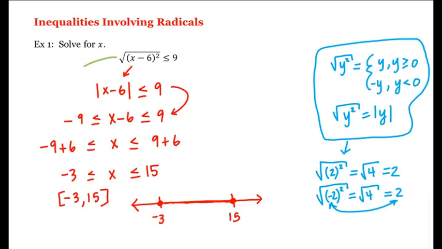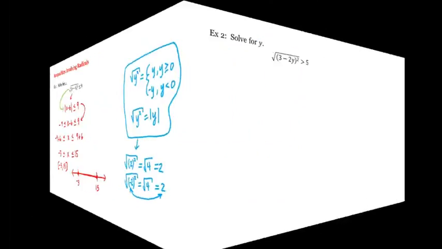So just be really careful that you use the absolute value here. All right, let's see another example. Let's solve this inequality for y. Again, we have the square root of something squared, and be careful, remember, it's the absolute value of that thing, which needs to be greater than 5.